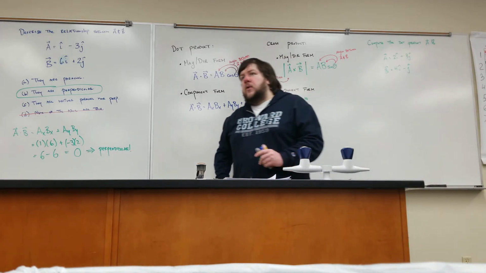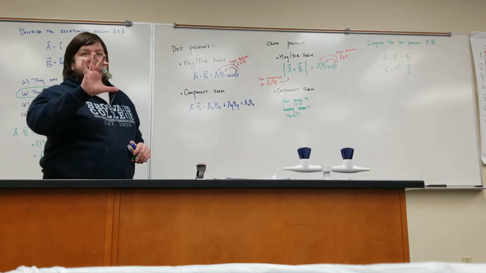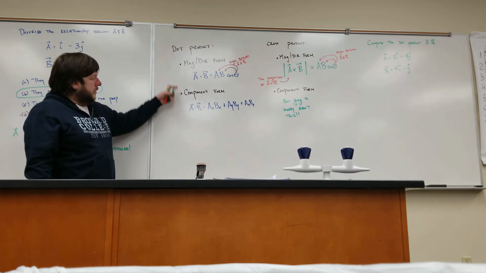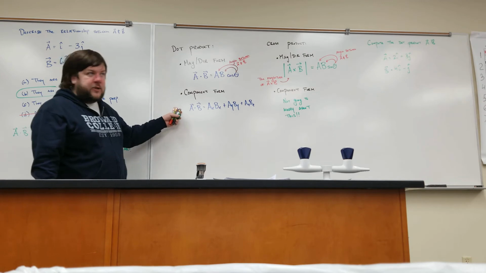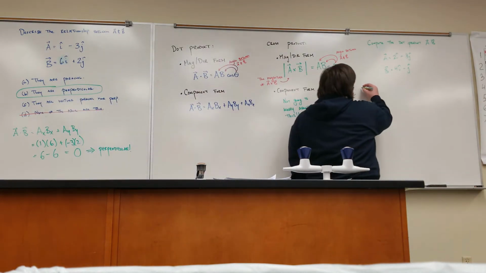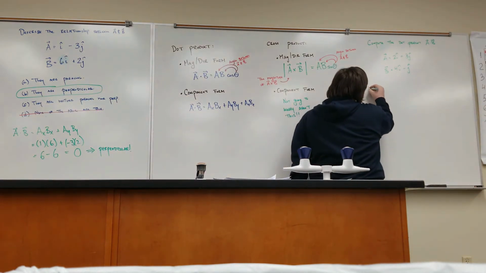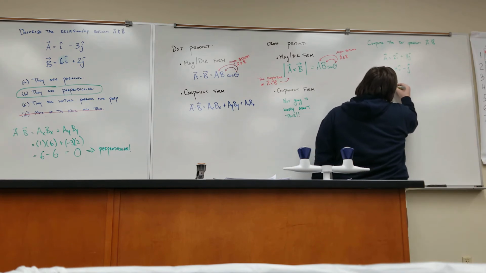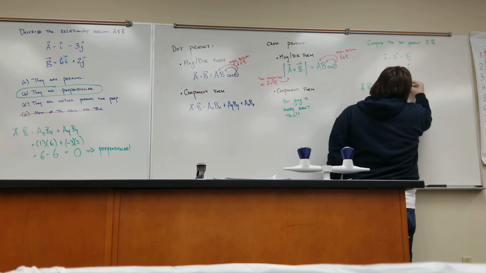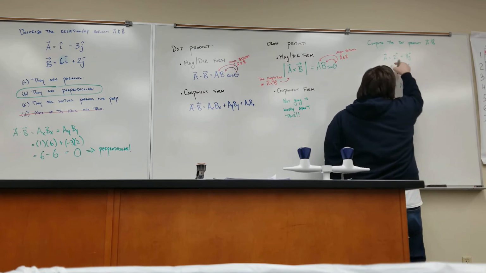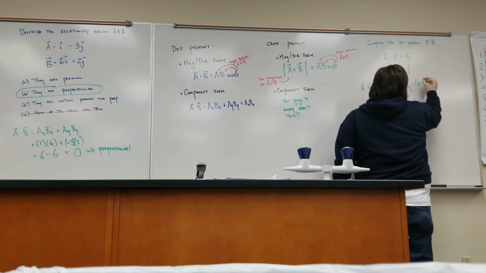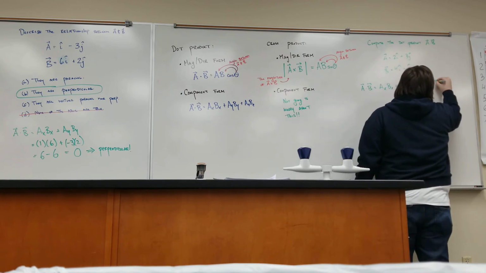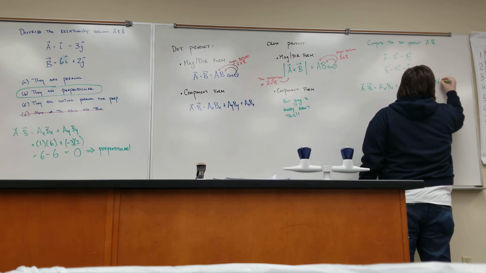They're given in component form, so the simplest way to compute the dot product is to use which equation? The component form equation, right? So we'll say that A dot B is AX BX plus AY BY. AX is 2, BX is 4, AY is 3, BY is negative 1.